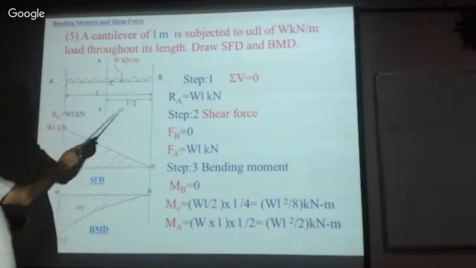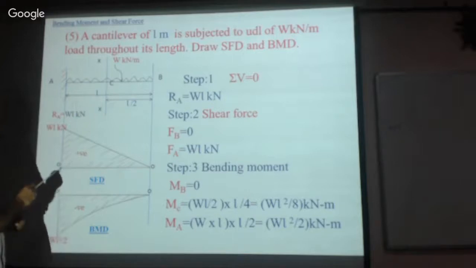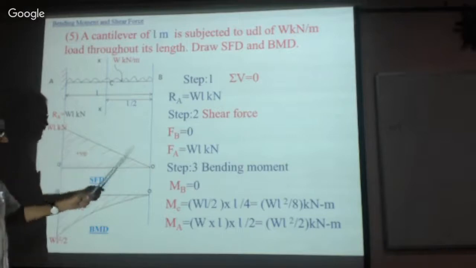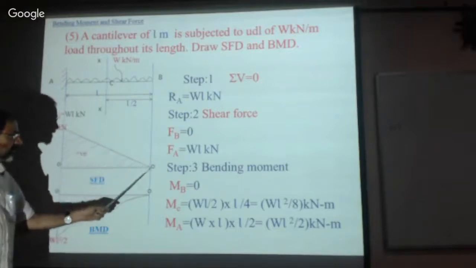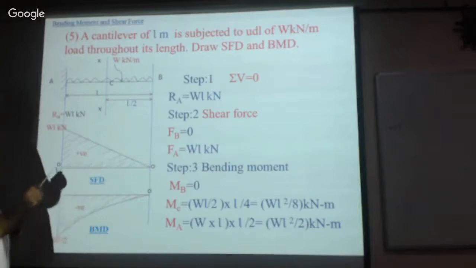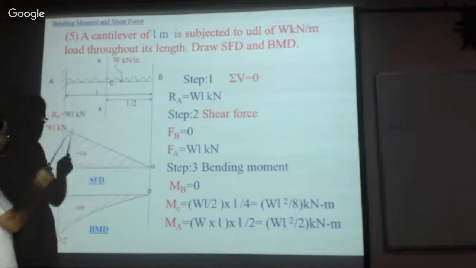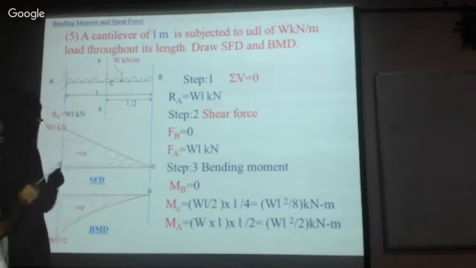But positive shear force, according to our same convention, therefore WL is acting upward. Here it is zero, isn't it? So now this is the variation of the shear force. Take the reference, go up by WL, and zero. Now join this. Now this will give you the shear force diagram, isn't it?